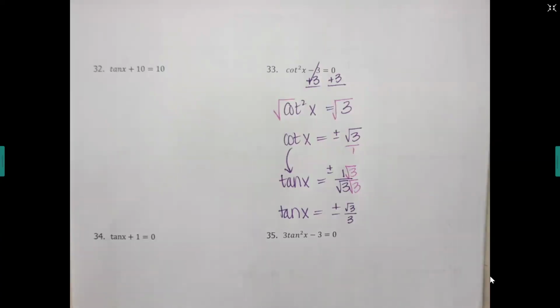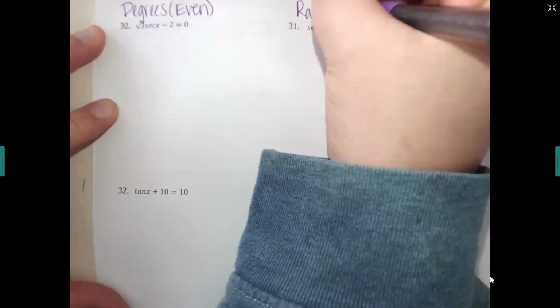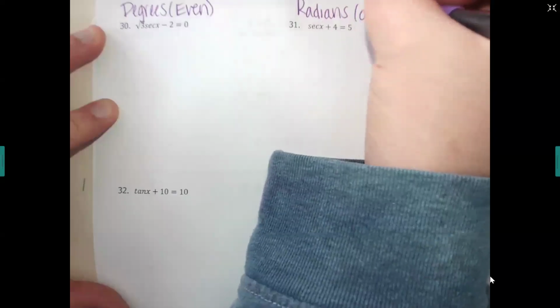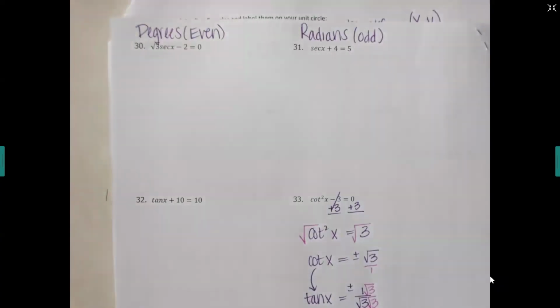If it is an even question, you're going to do it in degrees. And if it's an odd question, you're going to do it in radians, just so that you're not just picking one every time. So all the questions on the left, you're going to do in degrees. All the questions on the right, you're going to do in radians.